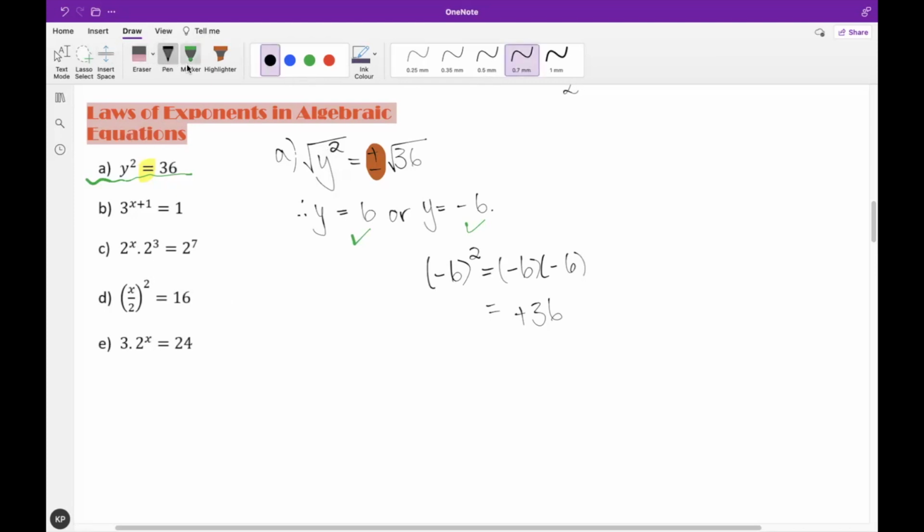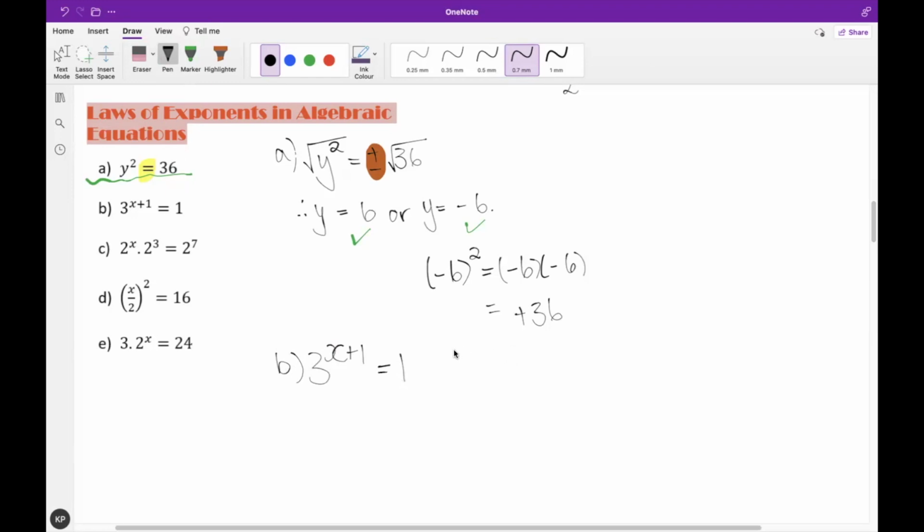Now let's get going. I'm going to leave this on the screen in case you go back and you want to look. Now let's move on to B, which is an exponential equation. Do we remember how to do exponential equations? Let me first write it. We are saying 3 to the power of x plus 1 is equal to 1.